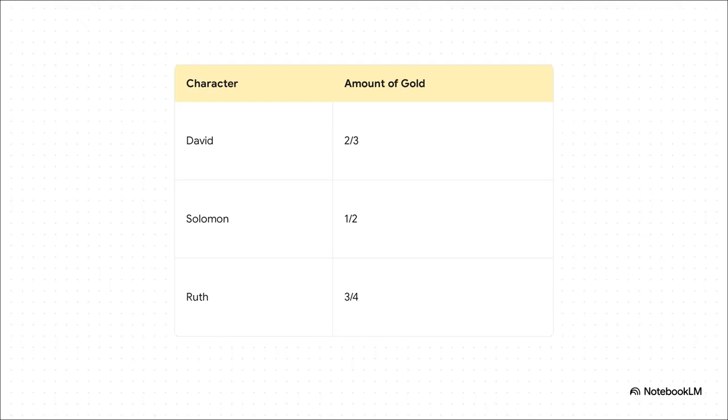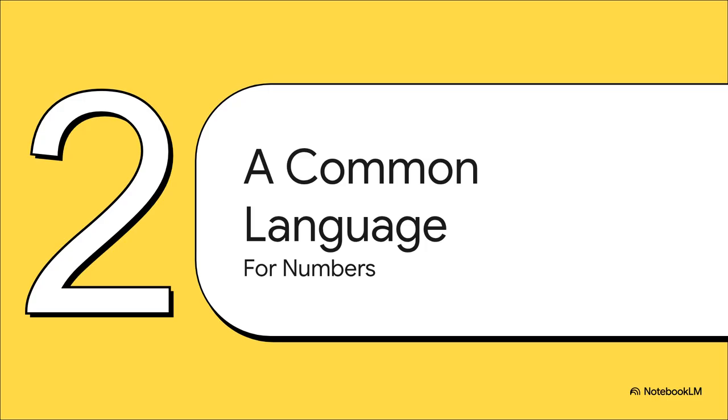Okay, here are our treasure hunters. We've got David with 2/3, Solomon with 1/2, and Ruth with 3/4. Now, just by looking at these fractions, it's not super obvious who's the richest, is it? We need a much better way to put these head to head. And that right there brings us to the main idea.